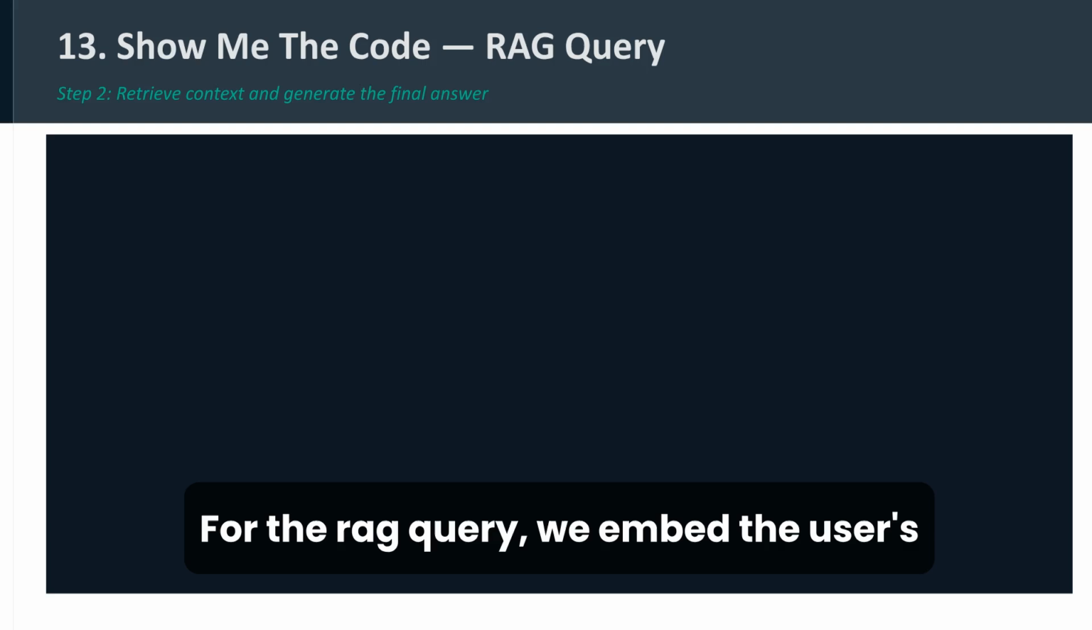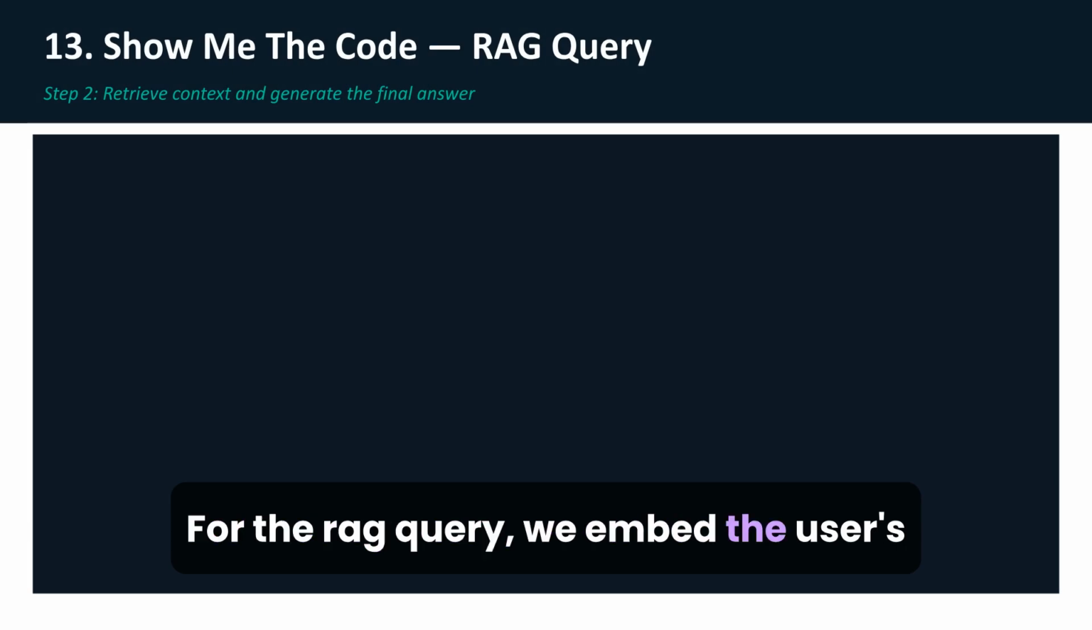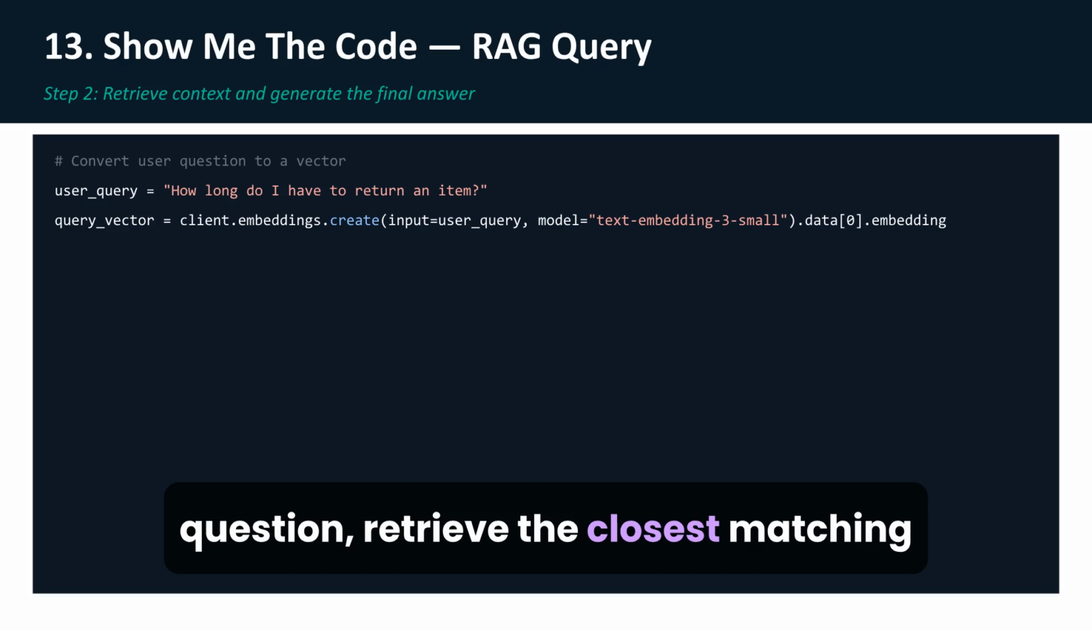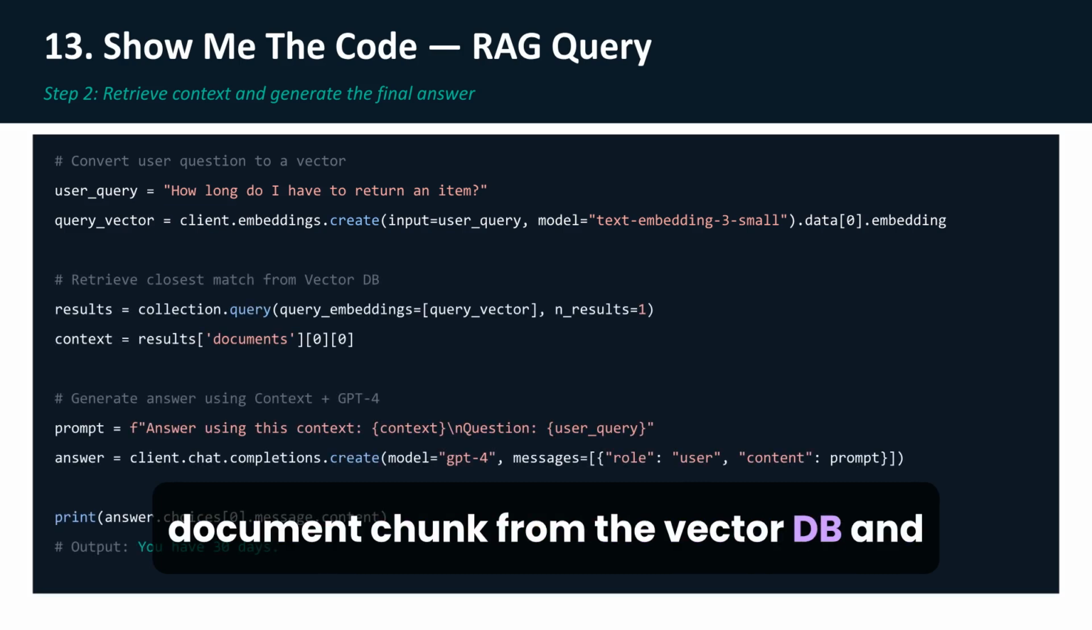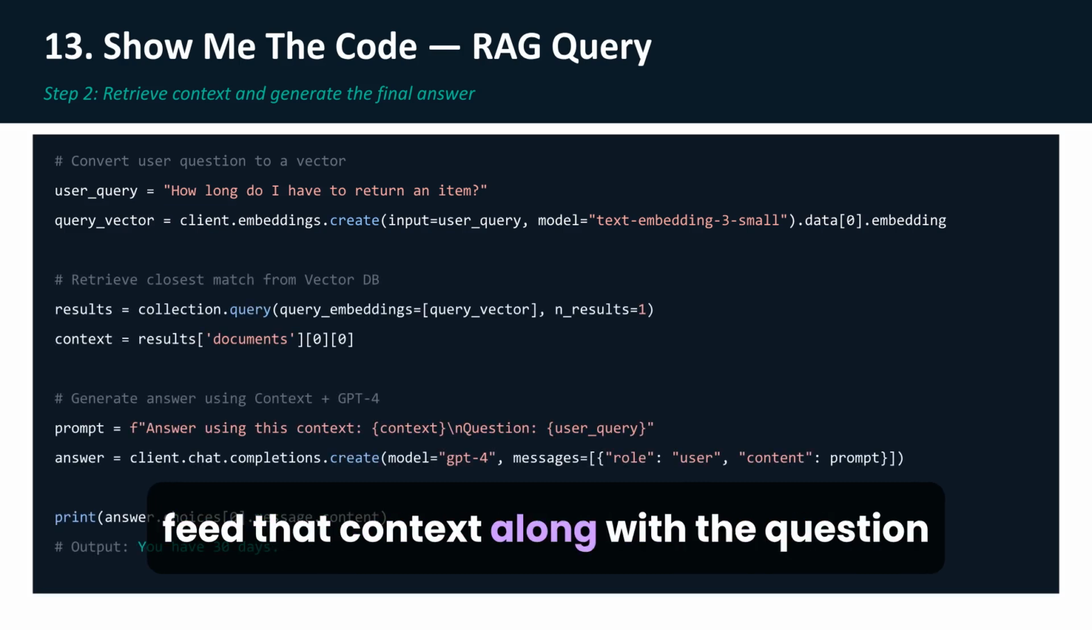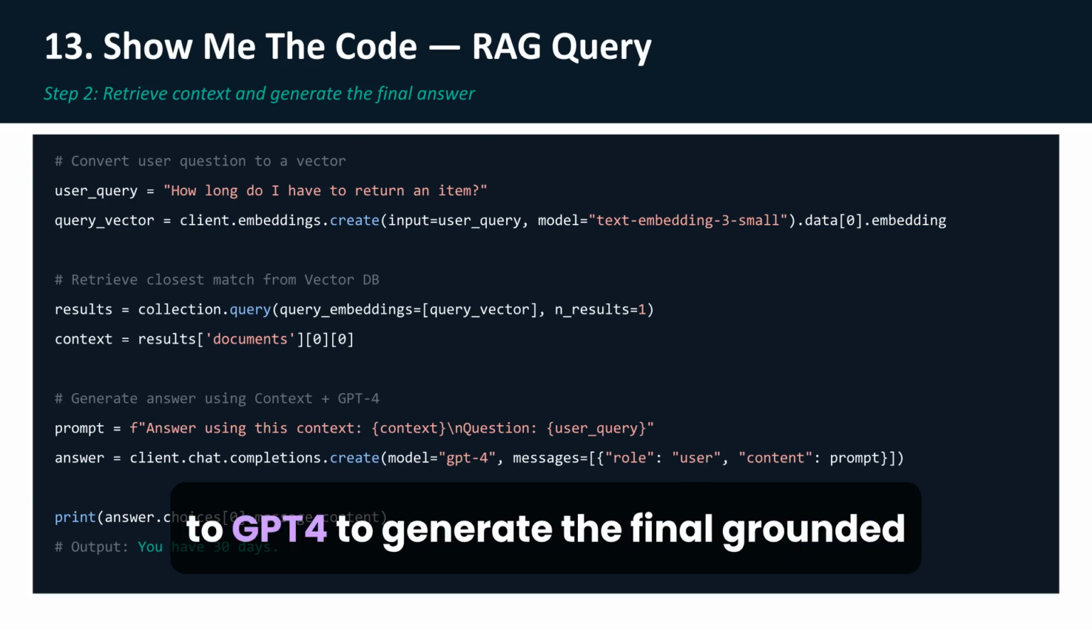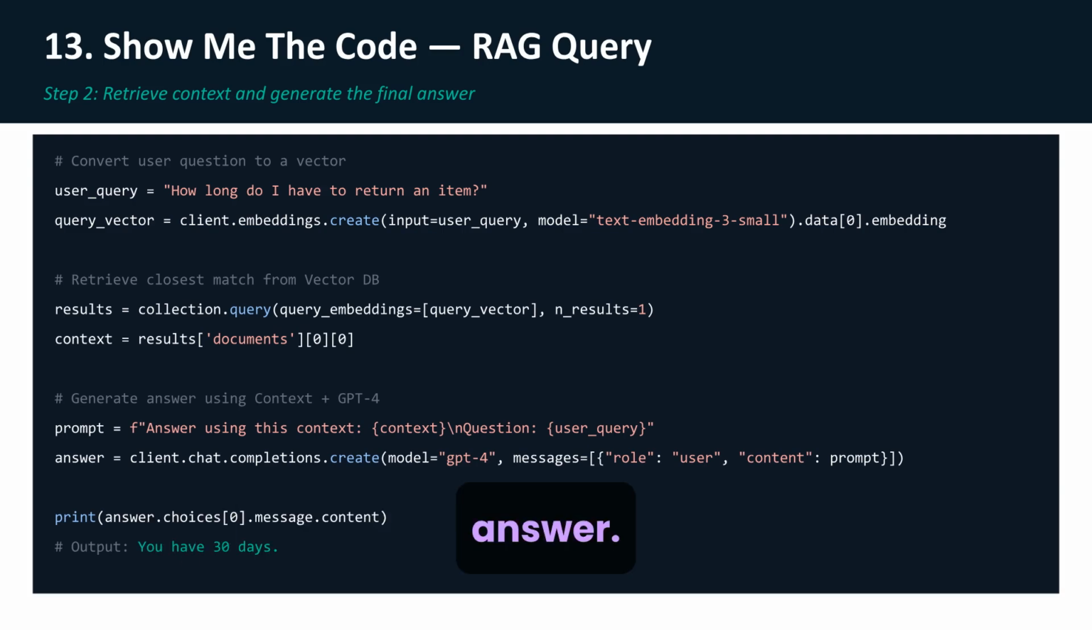For the RAG query, we embed the user's question, retrieve the closest matching document chunk from the vector DB, and feed that context, along with the question, to GPT-4 to generate the final grounded answer.